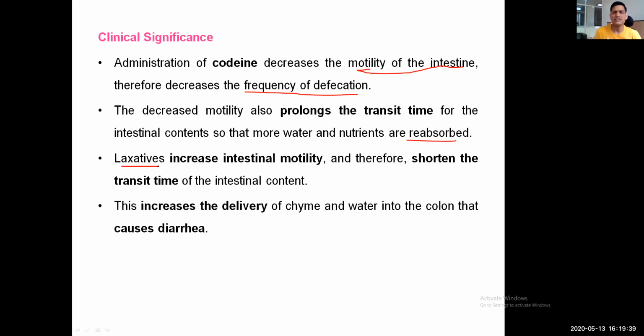Laxatives increase the intestinal motility. Laxatives are the drugs which cause increased movements, shorten the transit time and soften the stool material or fecal material. This increases the delivery of chyme and water into the colon, which causes diarrhea. So if the transit time is decreased, then the absorption is also decreased, which will produce soft and watery stools.